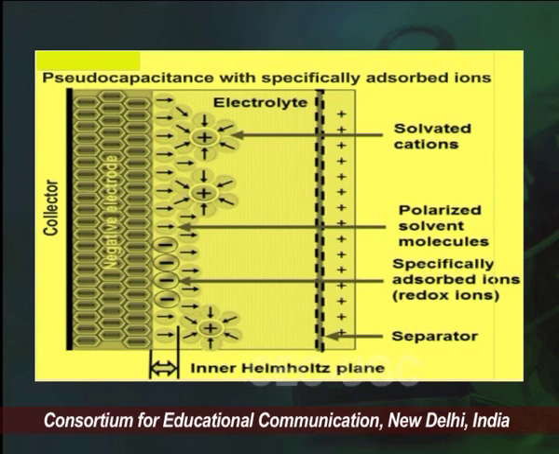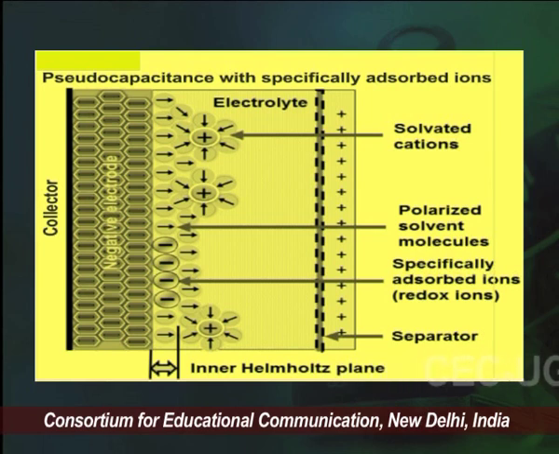So you see on the screen here the metal oxides are used. Now you see the pseudo capacitance with specifically absorbed ions. So there is the electrolyte you see on the screen. The left hand side has the collector, and there is an inner Helmholtz plane. Now here we have the solvated cations, and there are polarized solvent molecules.